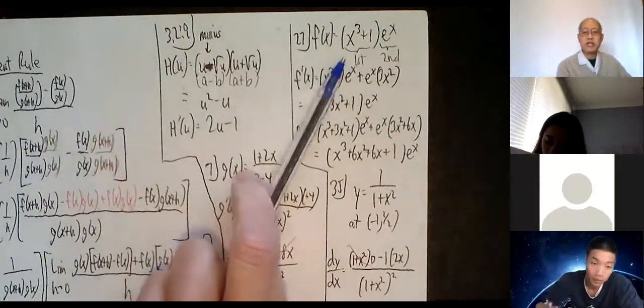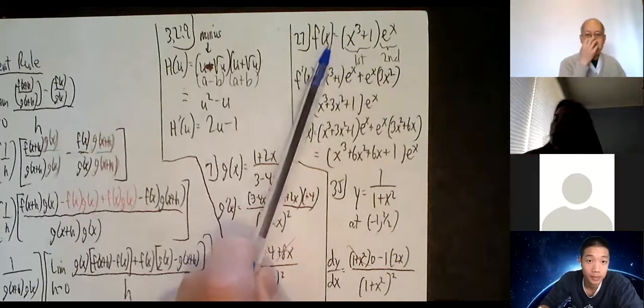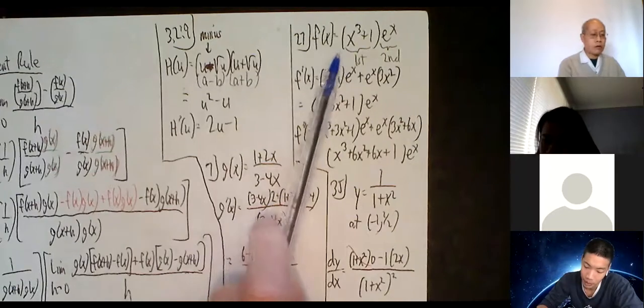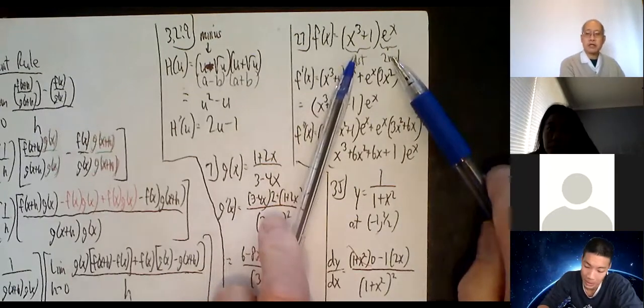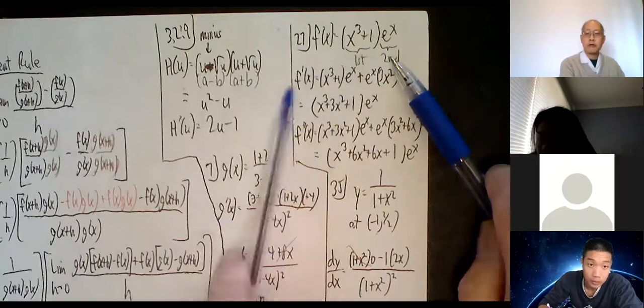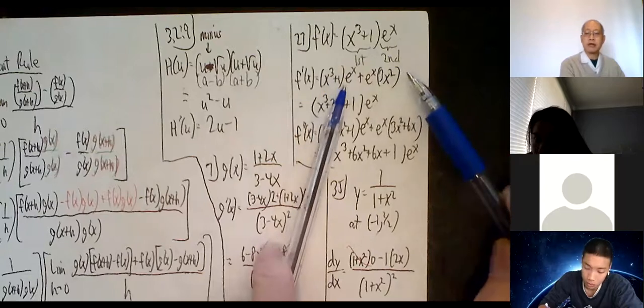Okay, f of x equals (x cubed plus 1) e to the x. Okay, this one I'm actually going to clean up because it's not that bad. All right, so first function, second function, product rule. So product rule, f prime of x, first function times the derivative of the second.